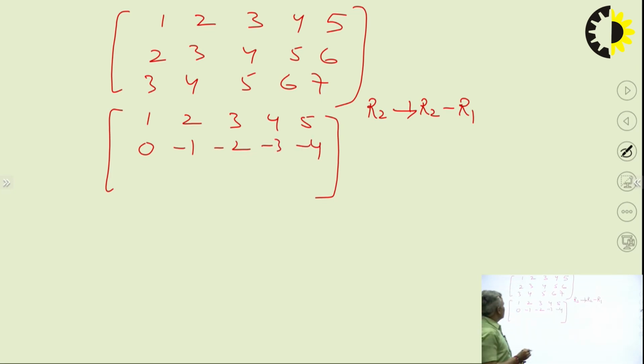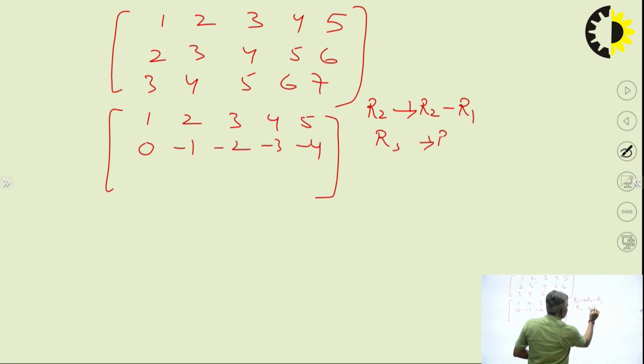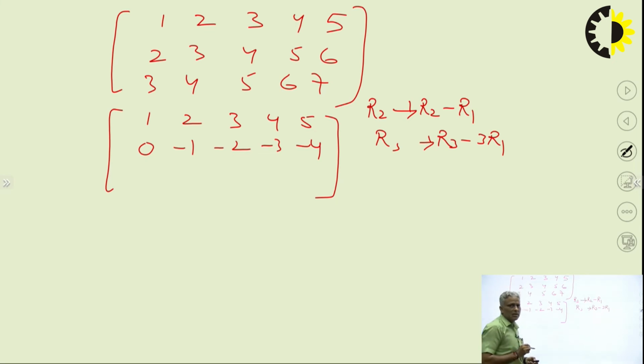Now another operation applied here is R3 arrow R3 minus 3R1. With the help of R1 reduce all to zeros, right? How to apply here? So we see that 3 minus 3 is 0, 4 minus 6 is minus 2, 5 minus 9 is minus 4, this is minus 6, and this is minus 8. And the last two rows are identical, right?